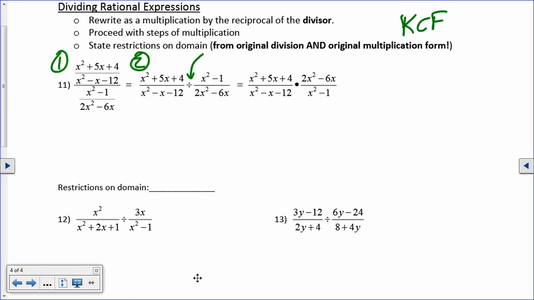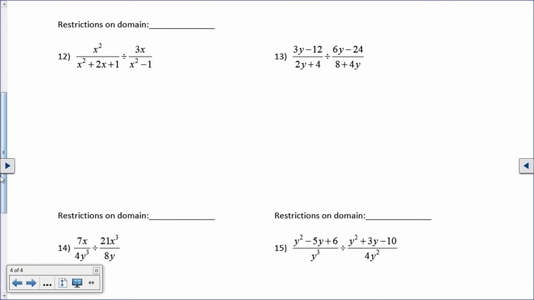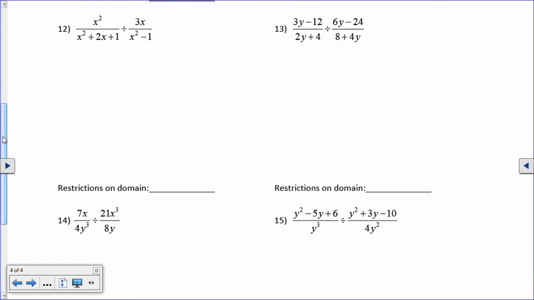I'm not going to finish that example. We'll just go on to another one so you can see how it looks from scratch. So if I present this question to you, you're going to use your K, C, F: keep, change, flip. So I'm going to keep the first fraction, what it looks like.